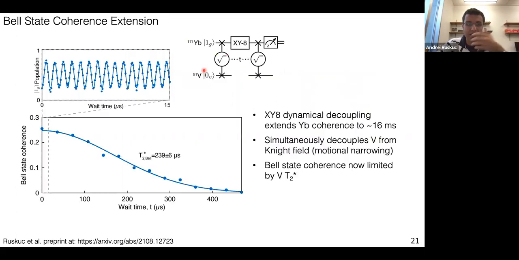And we can actually extend this coherence time by applying an XY decoupling sequence to the Ytterbium, which not only extends the Ytterbium coherence time to about 16 milliseconds, but additionally, because we're applying successive pi pulses, leads to this kind of motional narrowing type effect for the vanadium that I mentioned previously. And so now we measure an extended Bell state coherence time of about 240 microseconds, which is now limited by the vanadium Ramsey coherence time.